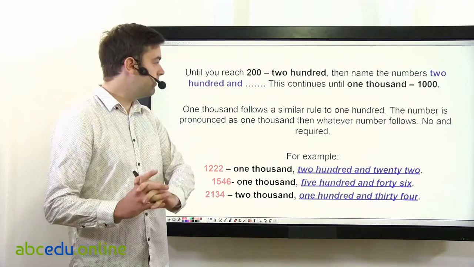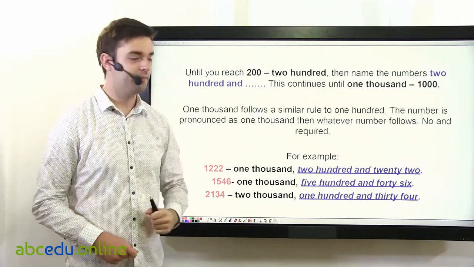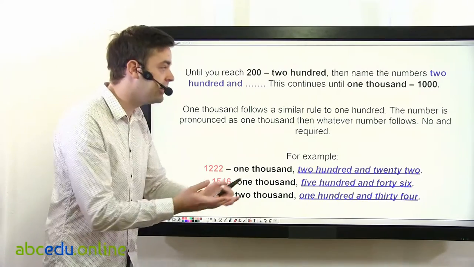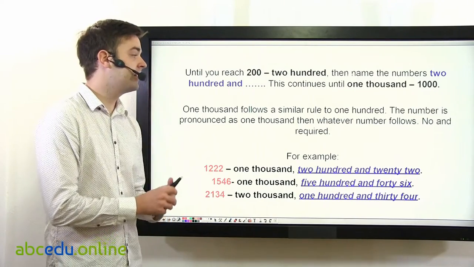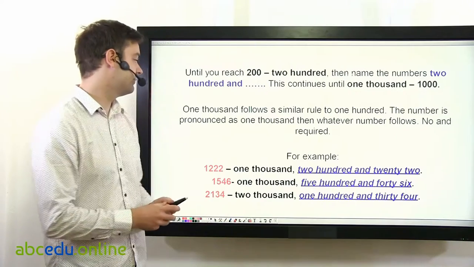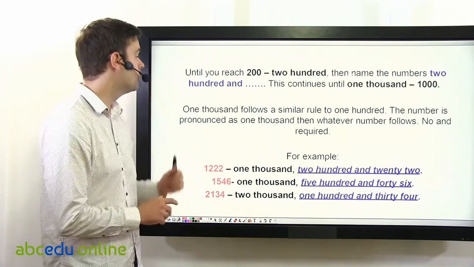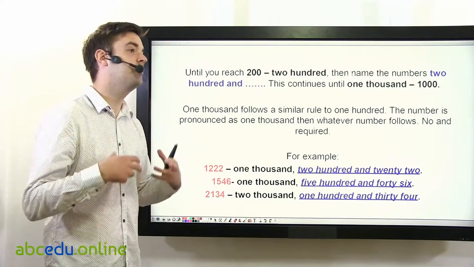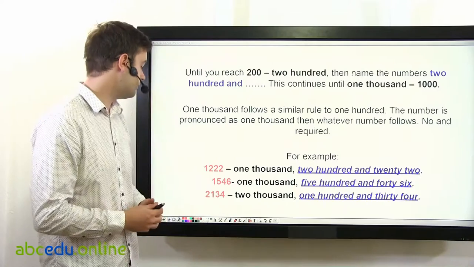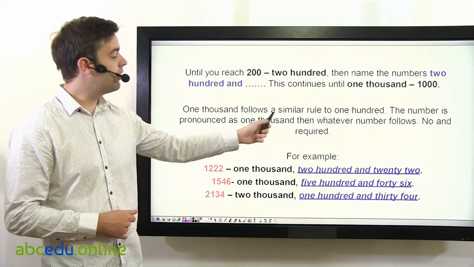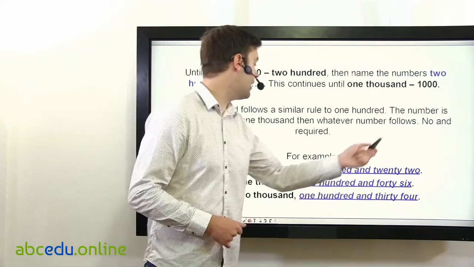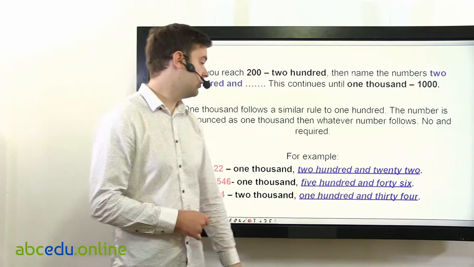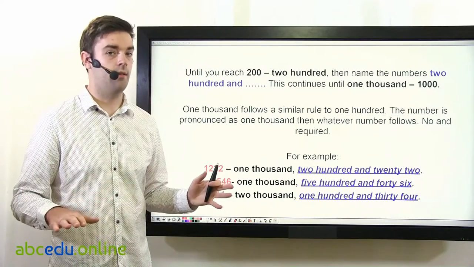This is until we reach 200. Then the numbers turn to 200 and. So this continues until 1,000. For example, 201, 220, 240. 1,000 follows a similar rule to 100. The number is pronounced as 1,000, then whatever number follows. No "and" is required here.